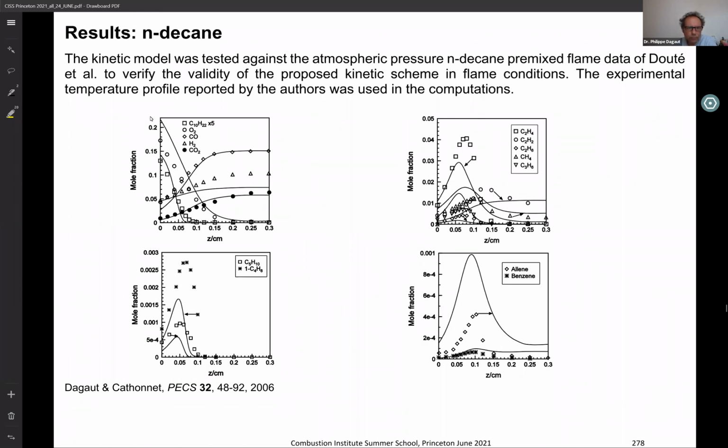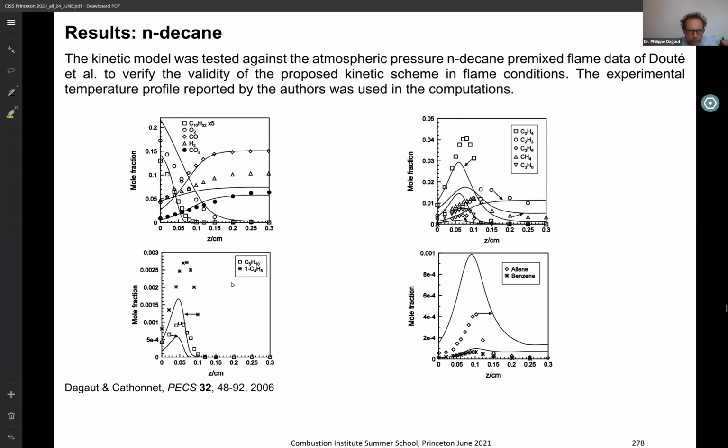And so here we see the concentration profile of normal decane. The symbols represent the data and the line the modeling. There is a good match. This is the formation of CO2 here, the formation of hydrogen, formation of CO, and the profile for oxygen here. Then some intermediates like ethylene, which is underpredicted. Same for acetylene here. So we overpredicted close to the burner, but then it's underpredicted.